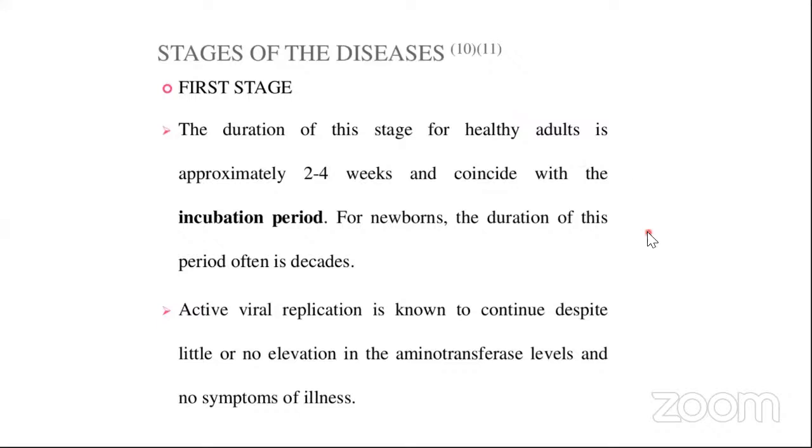Thank you. So what will happen once this disease progresses? In the first stage, in healthy adults, the virus enters and the incubation period is approximately 2 to 4 weeks. Again, it depends on the person, and it will vary a little bit. It can also cause infection in newborns. Then active viral replication continues, but there is no elevation in aminotransferase enzyme levels. So people can observe no symptoms at the first stage.